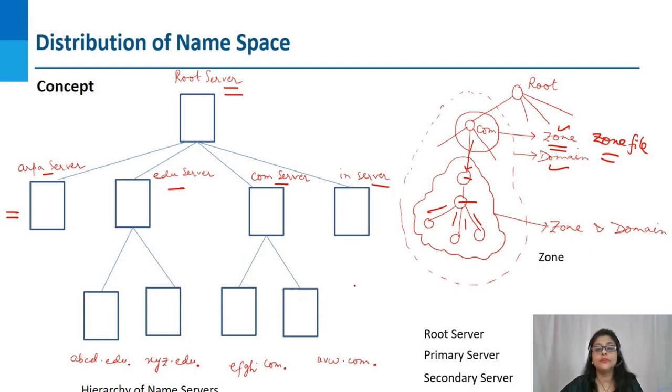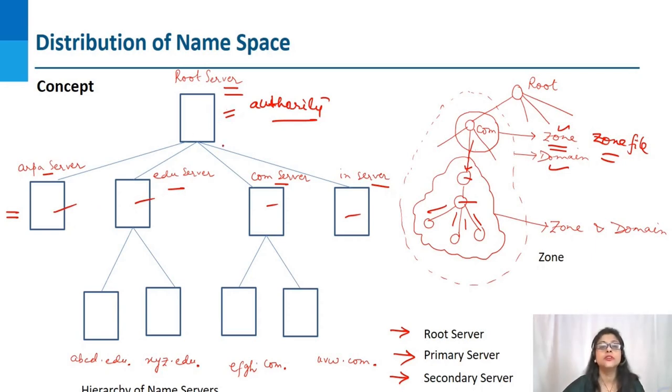We can have different types of servers, like we can have root server, primary server, and secondary server. The root server, as we can see here, is a main server and it is the authority of all the domains under its control. It gives its control over to all other servers and just keeps a copy of the references of the servers immediately under its control.